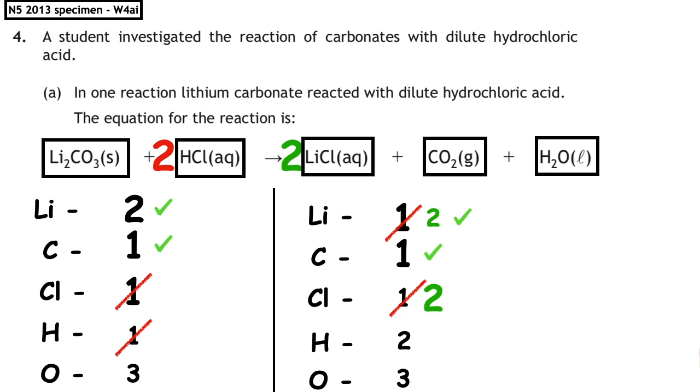How many hydrogens do we have inside the box? We have 1. 1 times 2 is 2. How many chlorines do we have inside the box? We have 1. 1 times 2 is 2. My chlorines balance, so I can tick them off. Hydrogens on the left, we have 2. Hydrogens on the right, we have 2. So they balance, we can tick them off. Oxygens on the left, we have 3. Oxygens on the right, we have 3. We can tick those off. We have now completed our balanced equation.